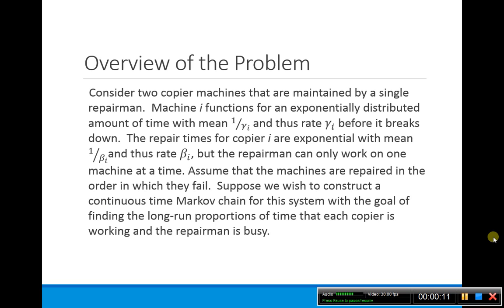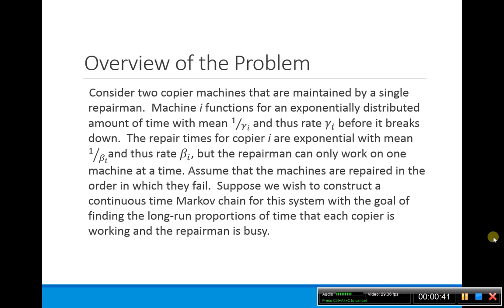Just to give you an overview of the problem, you have two copier machines that are maintained by a single repairman. You can think about being at a school or something. Machine i functions for an exponentially distributed amount of time with mean 1/gamma_i, so it has a rate of gamma_i before it breaks down. The repair time for copier i is exponential with mean 1/beta_i. That means beta_i is the rate at which the repairman can repair copier i.